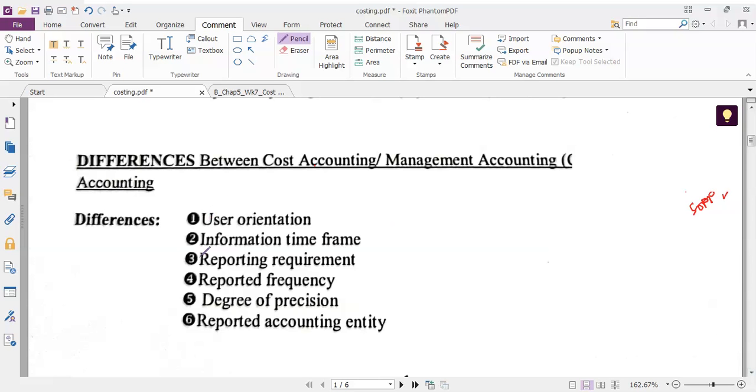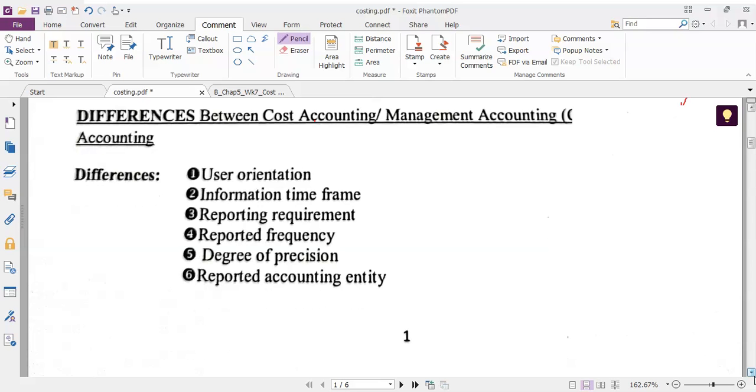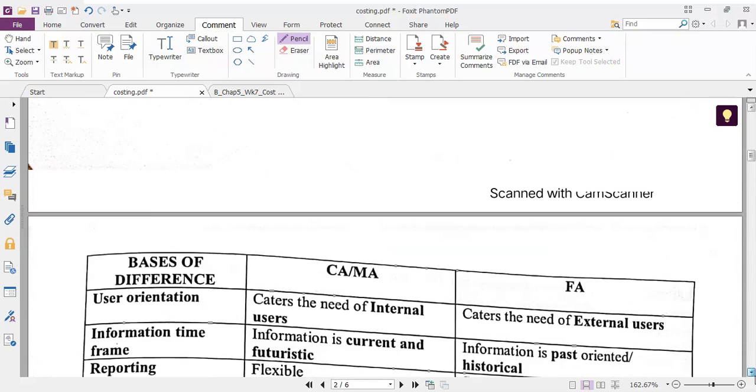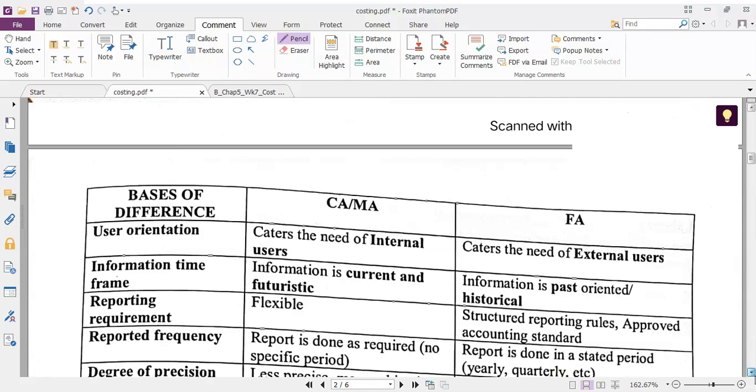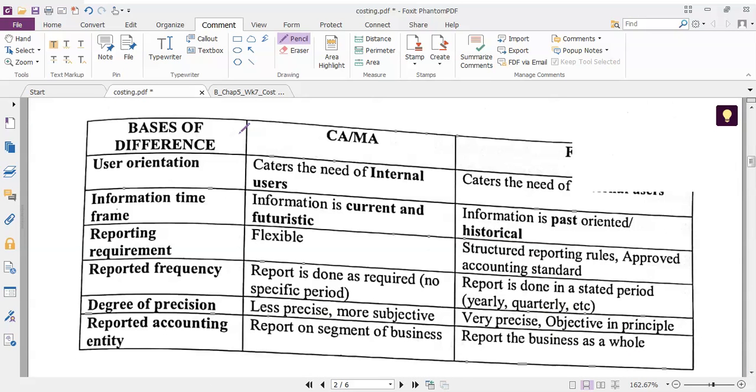So there are 6 types of differences between cost accounting and financial accounting. The first is user orientation. Secondly, information type is also different. Reporting requirement is also different. Reporting frequency, degree of precision, and the reporting accounting entity are also different between cost accounting or management accounting and financial accounting. You can look at the table below.